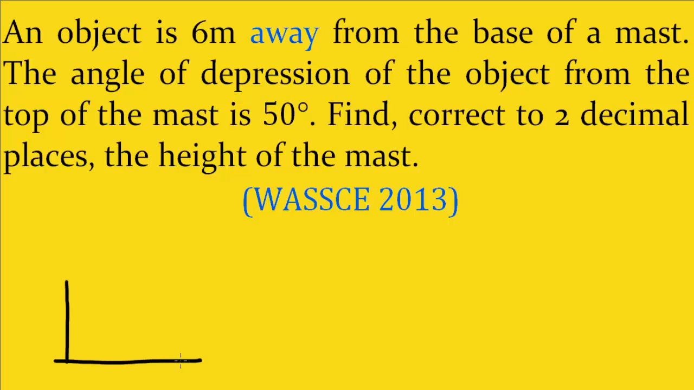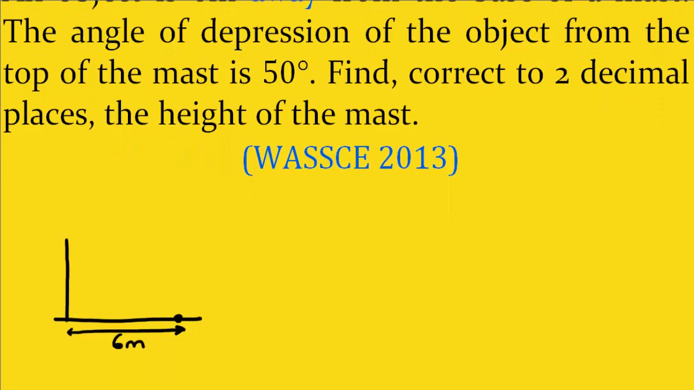And you're told that there's an object. So this is the mast. And you're told an object is 6 meters away. So let's put the object here, and let's call this distance 6 meters. And you're now told the angle of depression of the object from the top of the mast. So let's go to the top of the mast. The angle of depression of the object from the top of the mast is 50 degrees. That means that we draw this dotted line here. The angle of depression is always this angle.